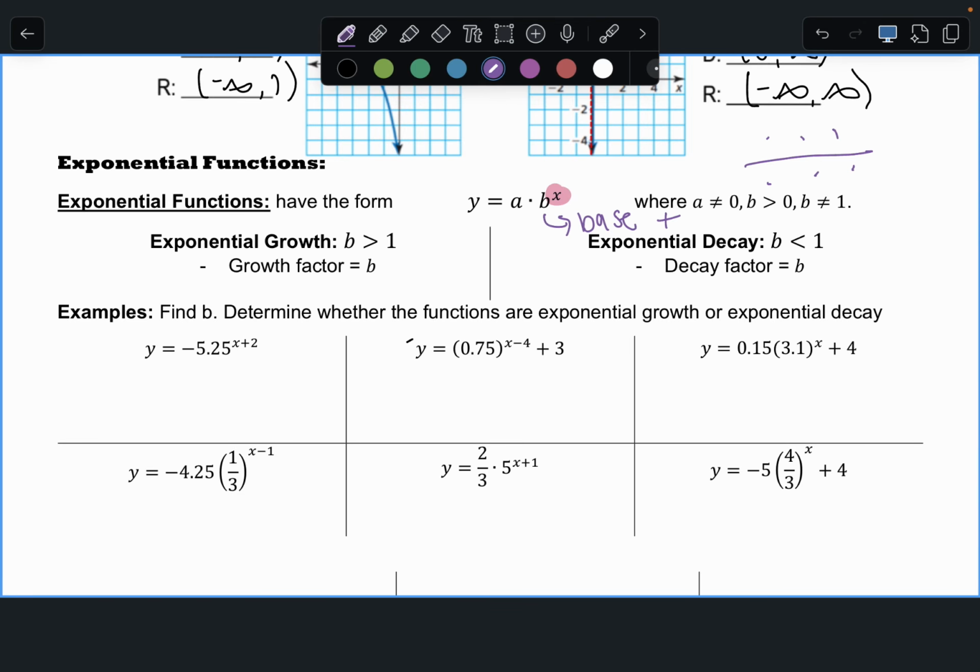Depending on what b is, it determines whether our graph is growing or decaying. Essentially, is it getting faster and faster and faster, or slower and slower and slower? Okay? If b is a fraction greater than 1, it's exponential growth. What this means is our graph is getting farther and farther away from the asymptote. So it moves away from the asymptote.